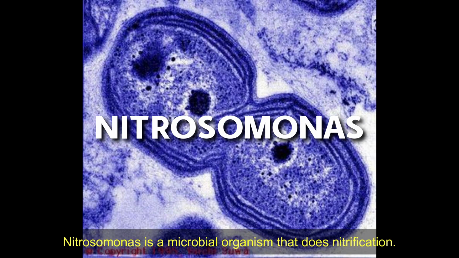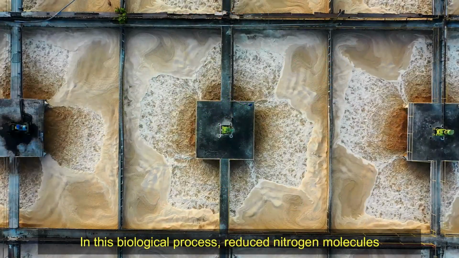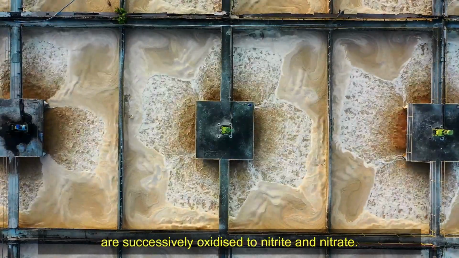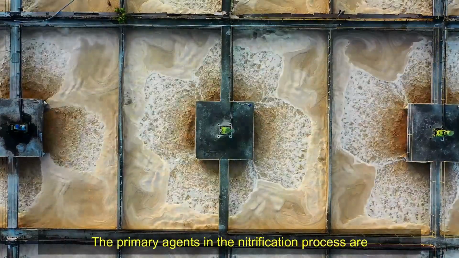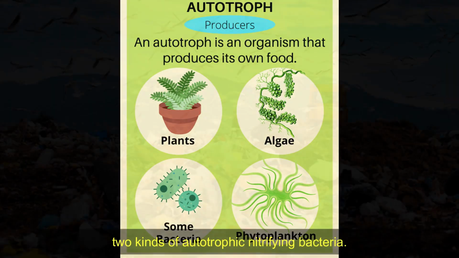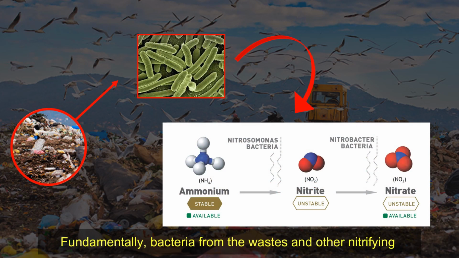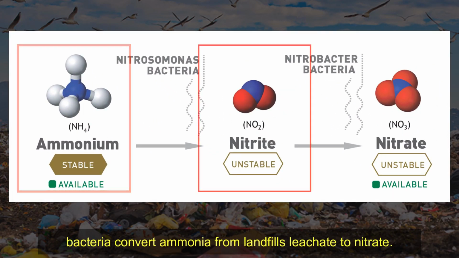Nitrosomonas is a microbial organism that does nitrification. In this biological process, reduced nitrogen molecules are successively oxidized to nitrite and nitrate. The primary agents in the nitrification process are two kinds of autotrophic nitrifying bacteria. Fundamentally, bacteria from the wastes and other nitrifying bacteria convert ammonia from landfill leachate to nitrate.